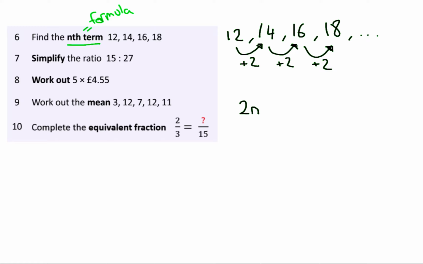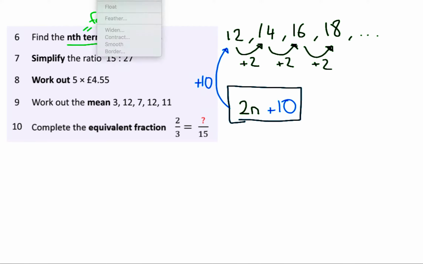Now, I've got a 2, but I want a 12. So what do I have to add to this 2 to get a 12? So the difference between 12 and 2 is 10. So you can do 12 take away 2 is 10, or 2 plus one number to get 12. Perfect. So 2n plus 10. So this is the nth term or my formula of this sequence. And just as a reminder, this is a linear sequence because we are adding the same amount every time.